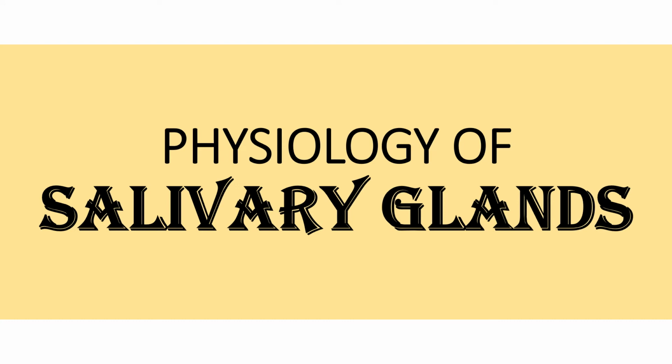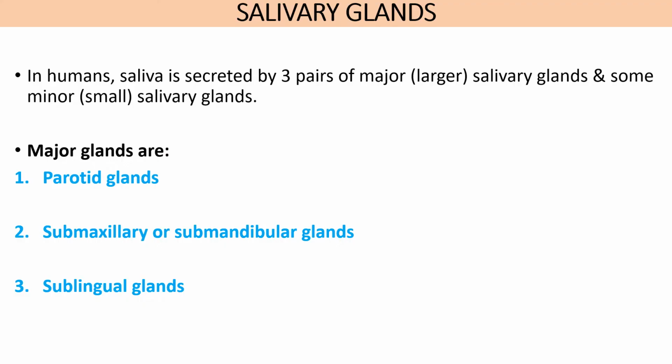Now, coming to the next topic, the physiology of salivary glands. In human beings, saliva is secreted by three pairs of major salivary glands, and there are also certain minor salivary glands, but in this lecture we will be discussing the major salivary glands and their functions. The major salivary glands present in the human body are a pair of parotid glands, which are the biggest, then a pair of submaxillary or submandibular glands, and third, a pair of sublingual glands.